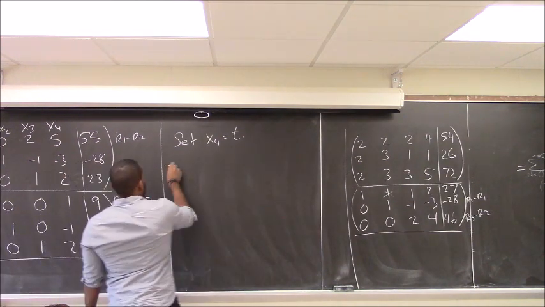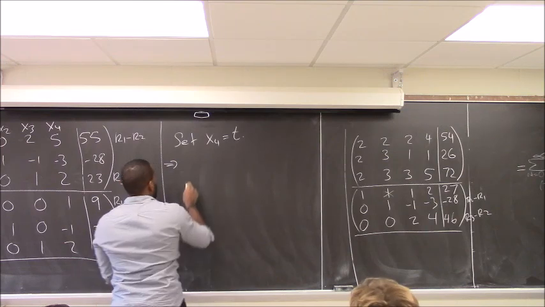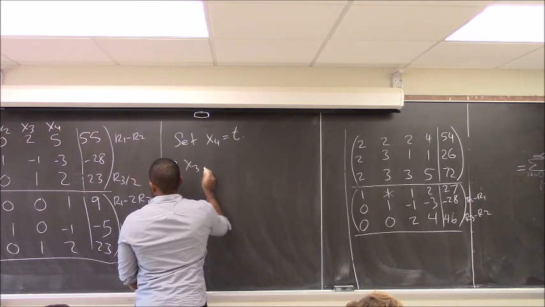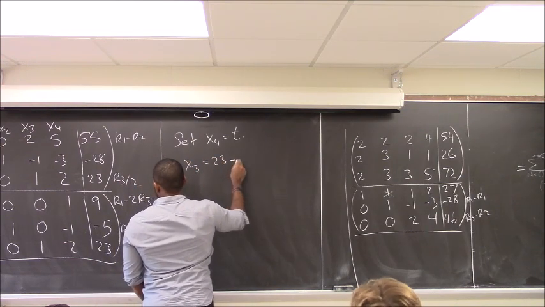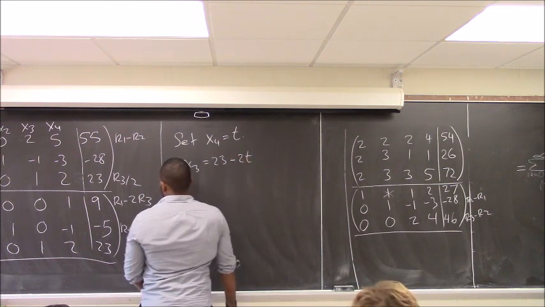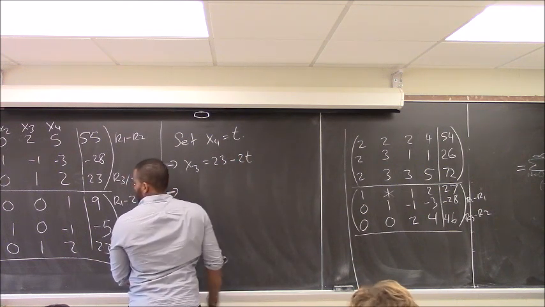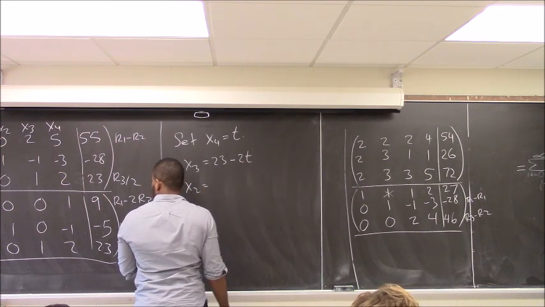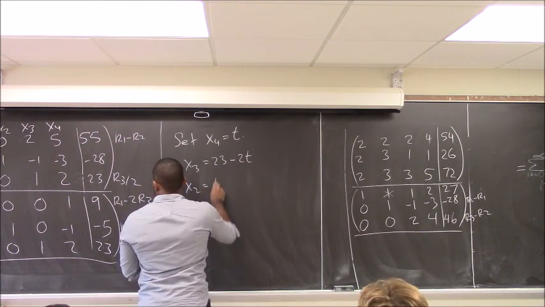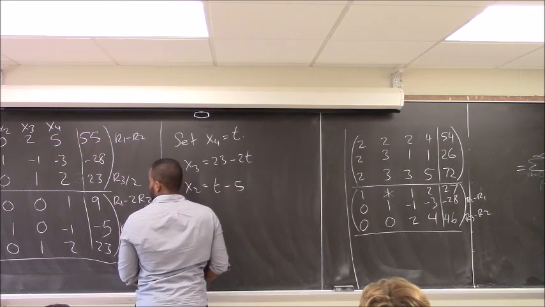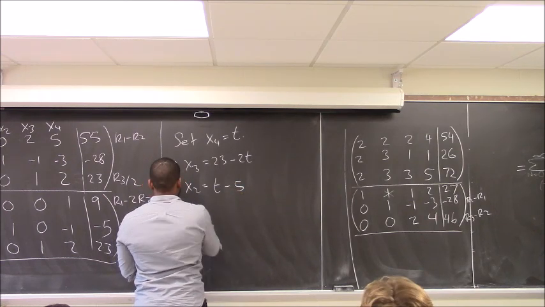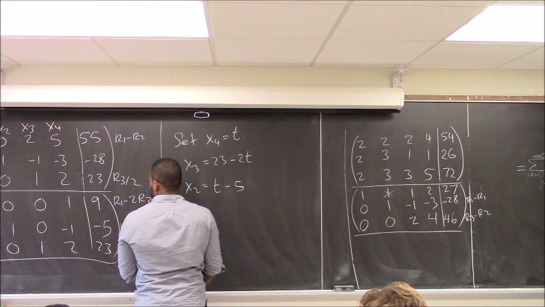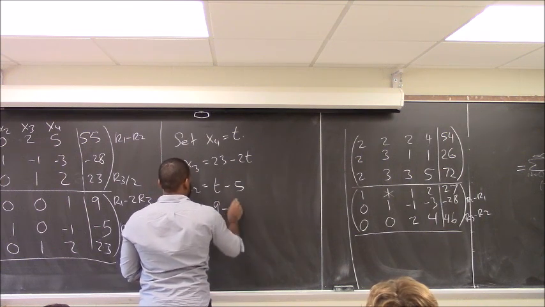Now, what that means, starting from the bottom row up, x3 equals 23 minus 2t. The second row says x2 is going to be t minus 5. The first row says that x1 is going to be 9 minus t.